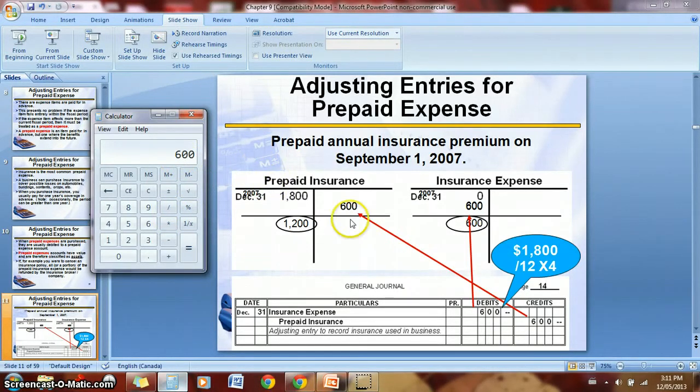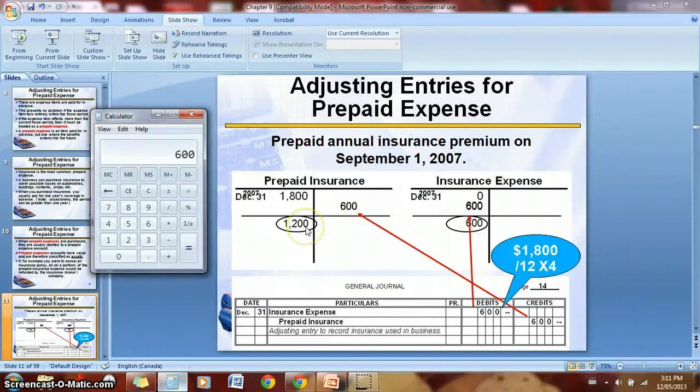So I'm going to write $600 on the credit side of my prepaid insurance account, because this is how much I'm actually using. The value of my insurance is decreasing by $600. And if you take a look at the insurance expense account, I'm going to record $600 on the debit side because my insurance expense is increasing by the amount that I'm actually using, which is $600.